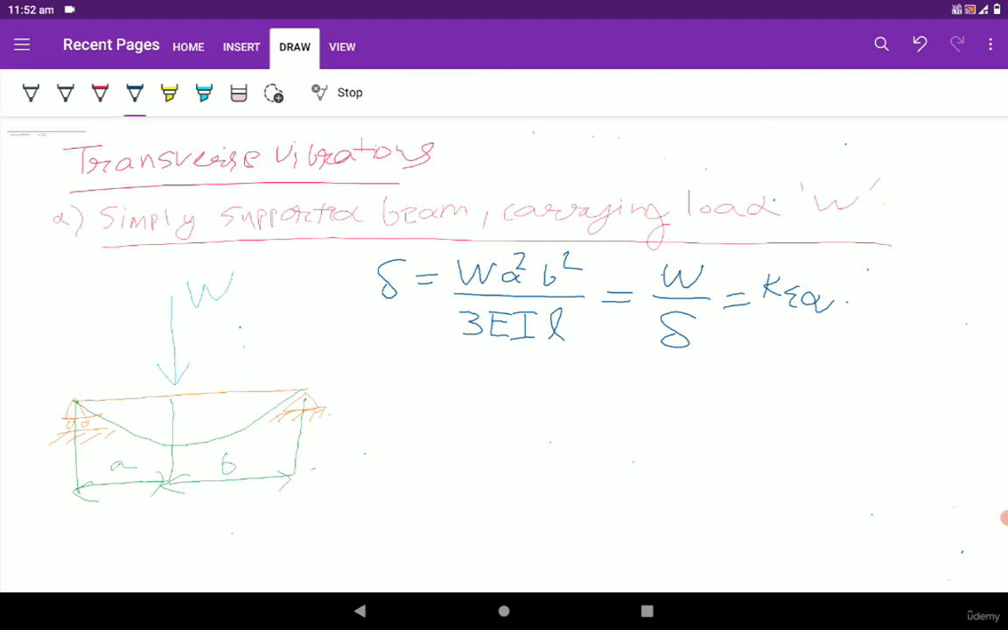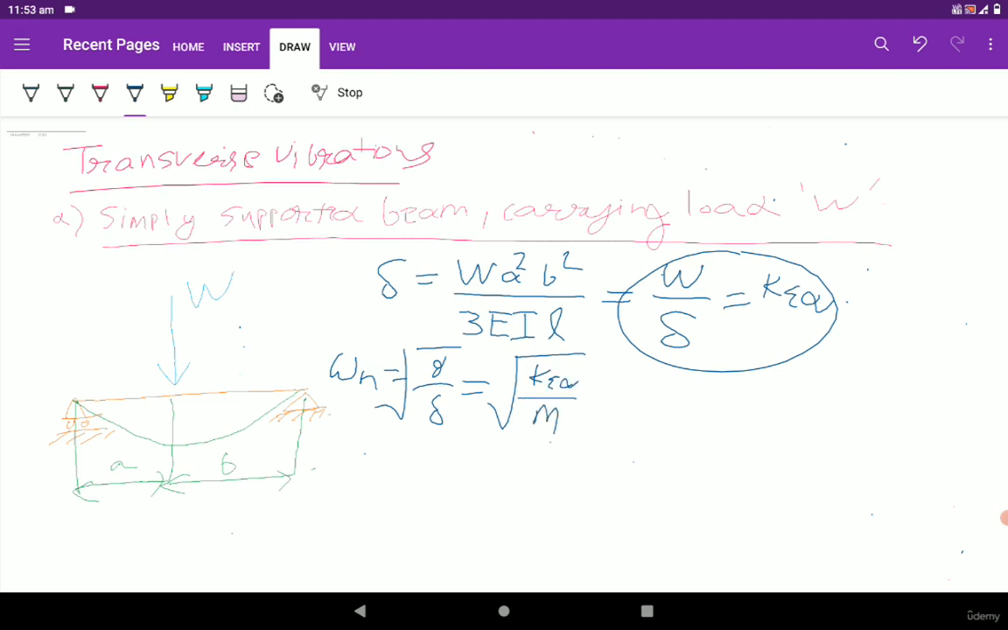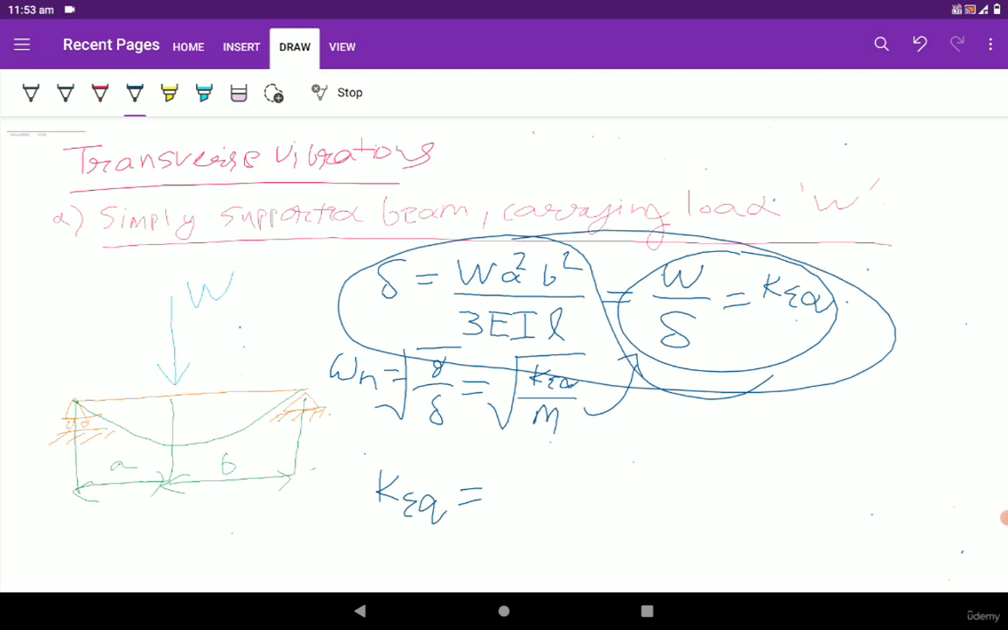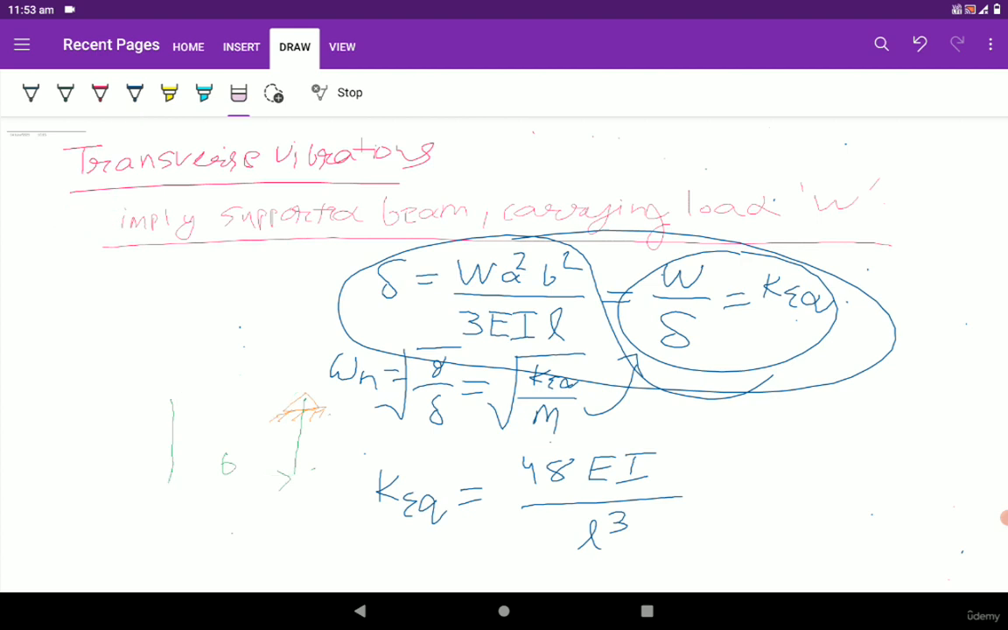So you should be wondering where this relation came from. So we know that the natural frequency is equal to under root of g by lambda, which is equal to under root K equivalent by M. So after simplifying, we are going to get this relation here. So we can write K equivalent is equal to, after solving this equation, 48 E I divided by L cube. So this is the first case. Now moving to the second case.